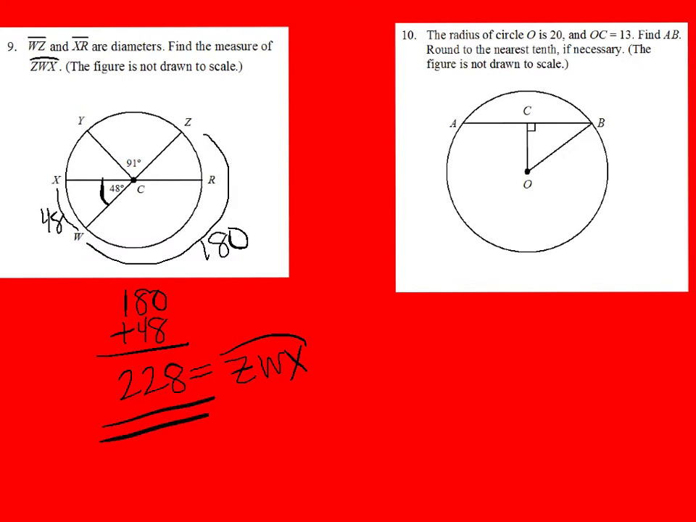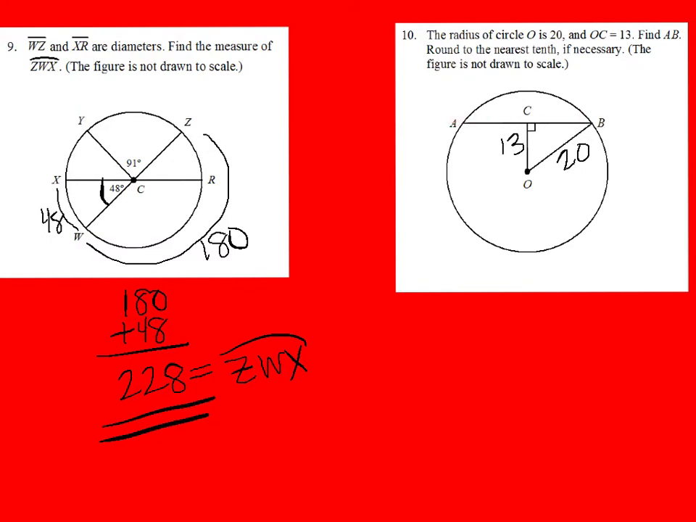So here's our answer. Number 10 says the radius of circle O is 20, and OC is equal to 13. Find AB. All right, so let's label some of this. The radius is 20, so here's our radius here. It says OC is 13, and we want to find AB. We want to find this whole length right here.